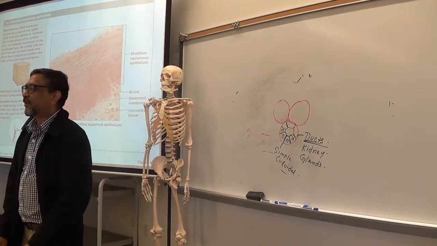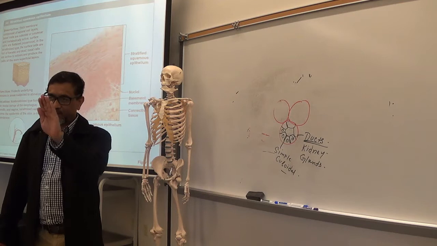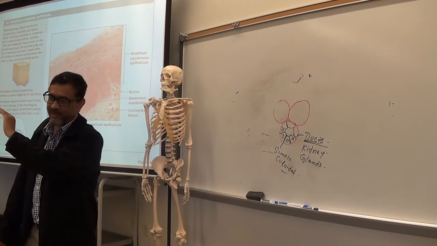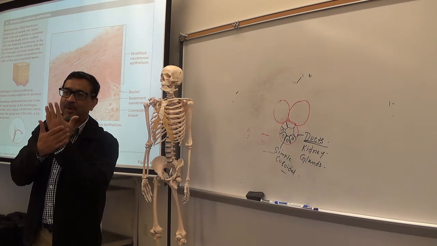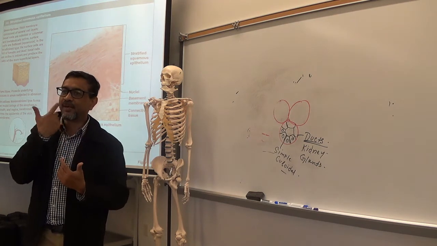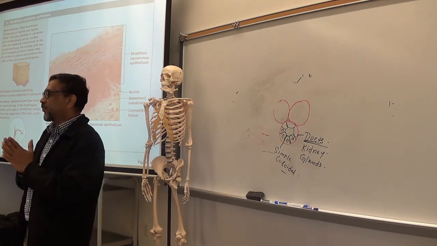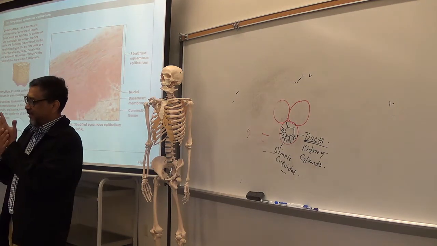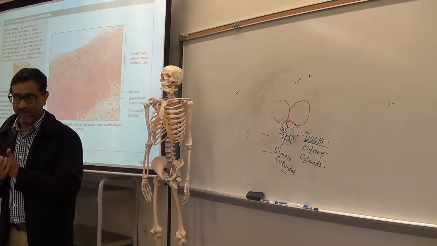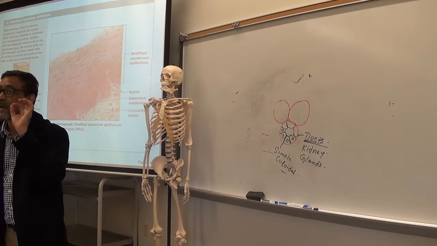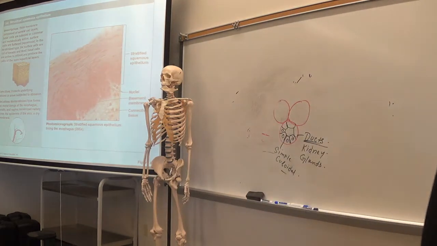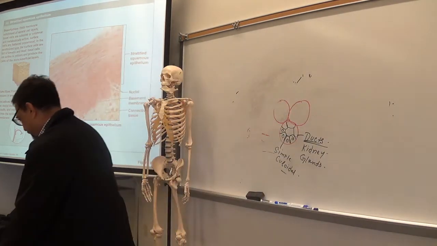Now, we divide those locations into two types, dry and wet. Skin is what? Dry, right? Skin is dry surface. Inside the mouth is what? Wet. Wet surface. So, in dry surface, the stratified squamous is called keratinized. That means a special protein called keratin is present there. That's why it is called keratinized in dry surface.